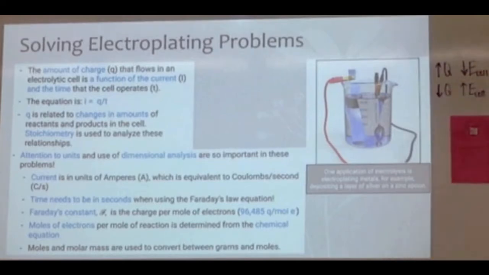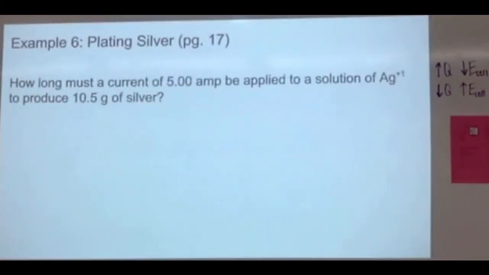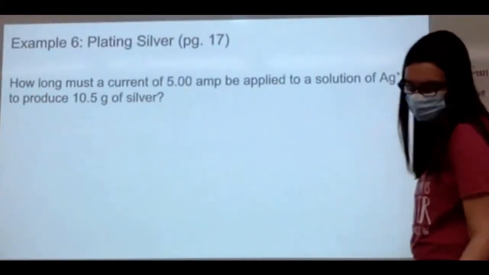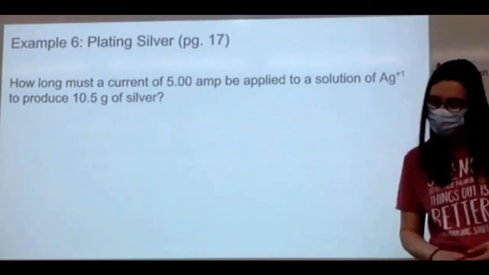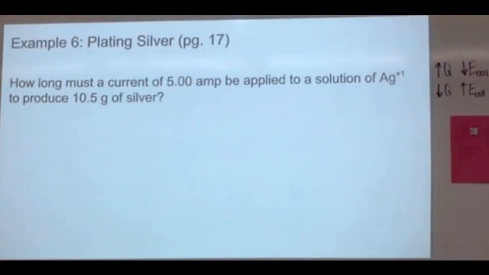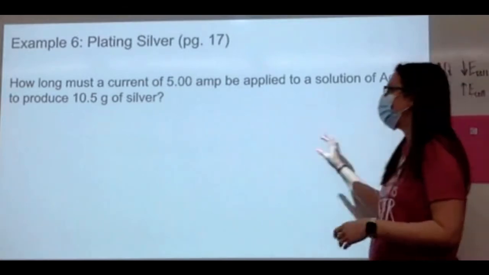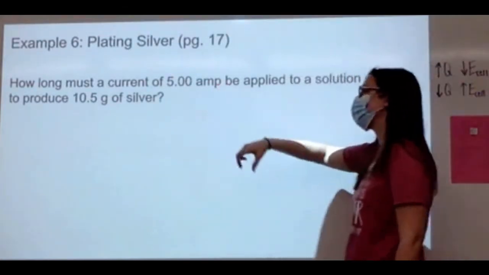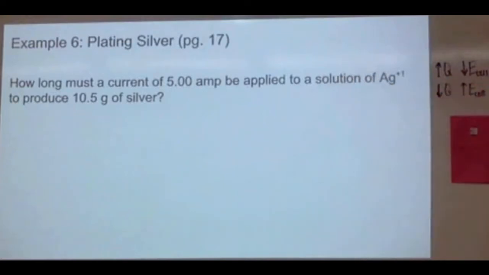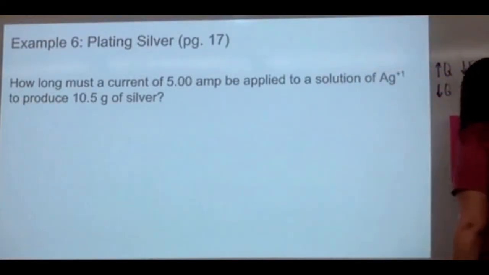So what we're going to do is just jump into an example. Example 6 is on page 17. So examples 6, 7, 8, and 9 that we're going to look at today are all on page 17. This question, we see these both in free response and multiple choice. So these could be free response or multiple choice questions.